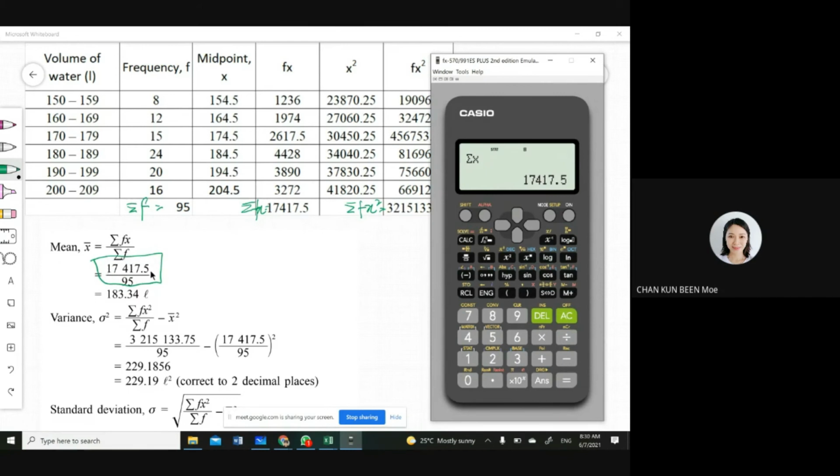17417.5. So next time, without all of this, you just need the midpoint. Actually, midpoint you also don't need because you know that is the value in between 154.5 and 164.5. So you will get this 17417.5 from there. But how do we get the total frequency?